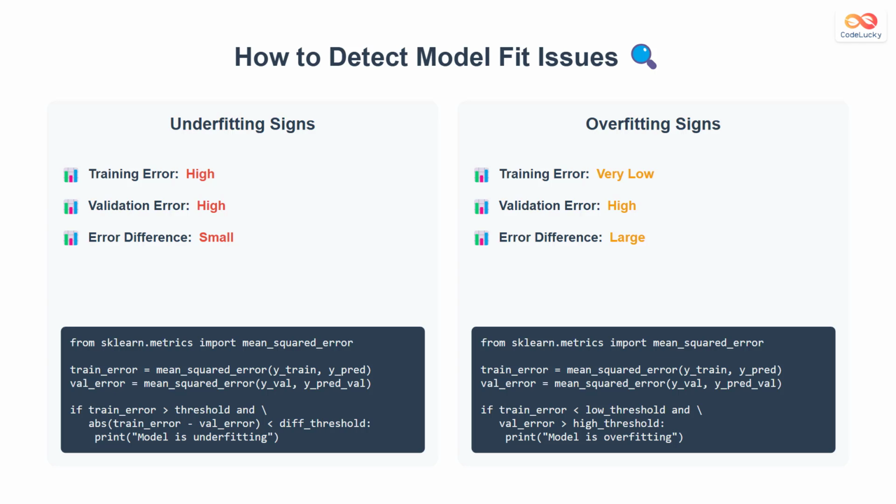Now let's consider overfitting signs. In overfitting, the training error will be very low. The validation error will be high, and the error difference will be large.